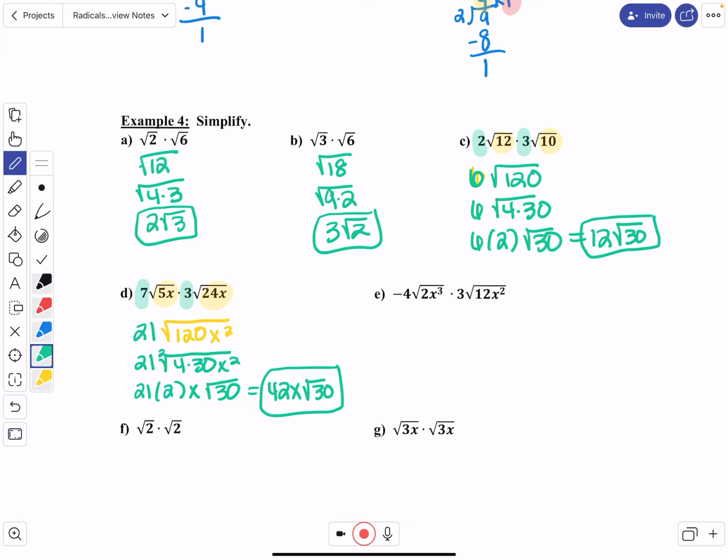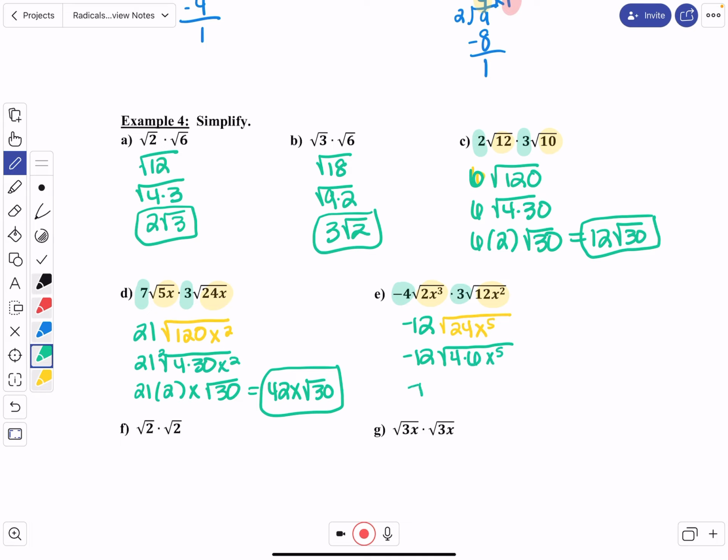Okay. On E, we'll multiply our outside numbers. Negative 4 times 3 would be negative 12. And then if we multiply our inside numbers, we'll get the square root of 24x. Remember, add your exponents, x to the 5th. Okay, so when we break up 24, the biggest one is 4, so 4 and 6.